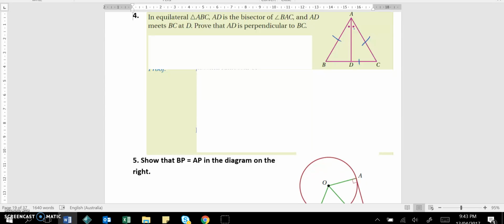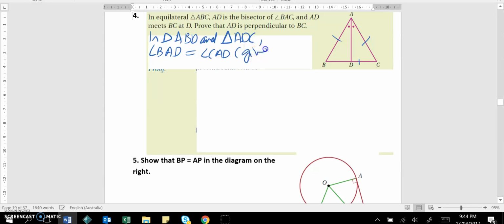So the first thing I'm actually going to do is I'm going to prove that these 2 triangles are congruent. Surprise, surprise. So in triangle ABD and triangle ADC, I'm going to say angle BAD equals angle CAD. Okay, angle BAD equals angle CAD. And now I'm going to say that's because they're actually given in the picture with the dots.